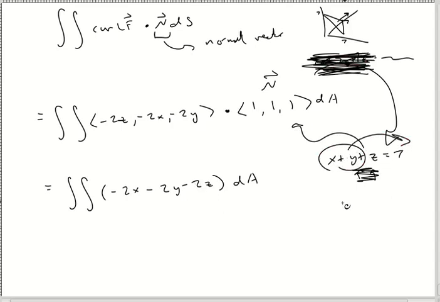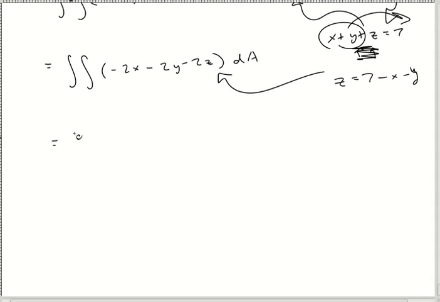I'm going to go ahead and move these over. So z is equal to 7 minus x minus y, and therefore I could just toss this in right there. And so 7 minus x minus y, dA. Okay.